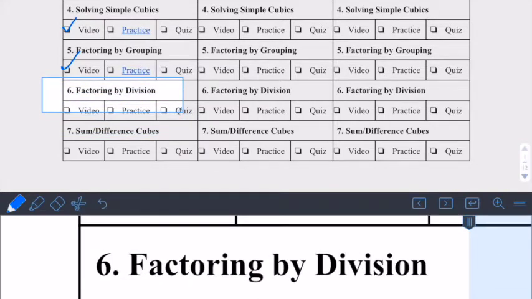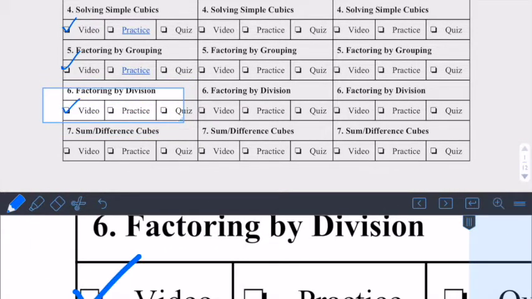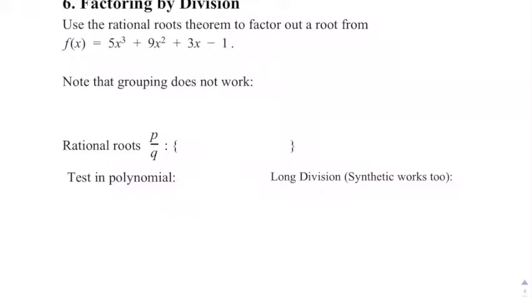This is Tier 1 Lesson 6, Factoring by Division. So we're going to use the rational roots theorem to factor out a root from this cubic.